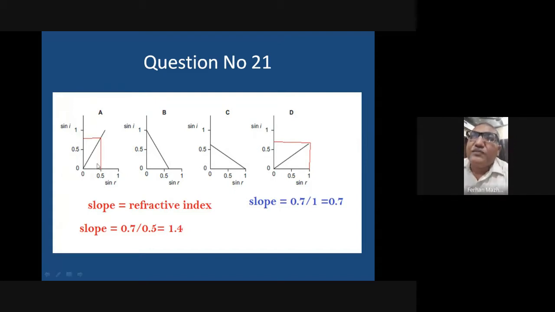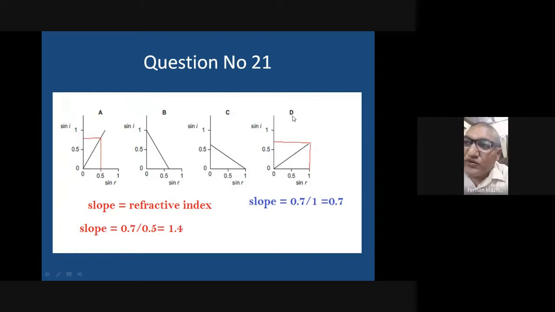In the A part, suppose I take this point on my graph, and let's check. This is the rise from this point to this point, and this is approximately 0.7, maybe 0.6. It's approximately 0.7, and this value here is the run, and that value is 0.5. So the slope is rise divided by run. So rise for A is 0.7 and run is 0.5, so its value will be 1.4, which is near to the actual value of the refractive index of the glass. So A can be the right answer.